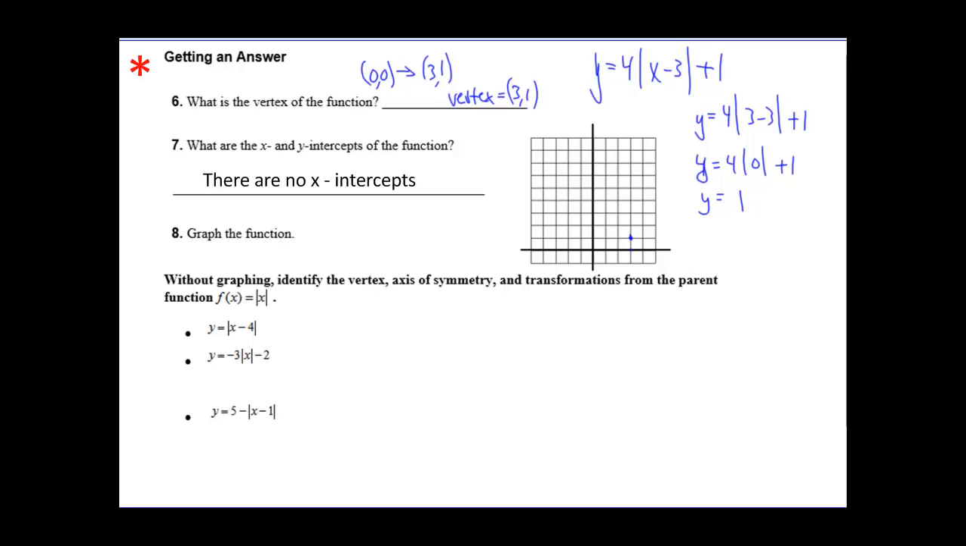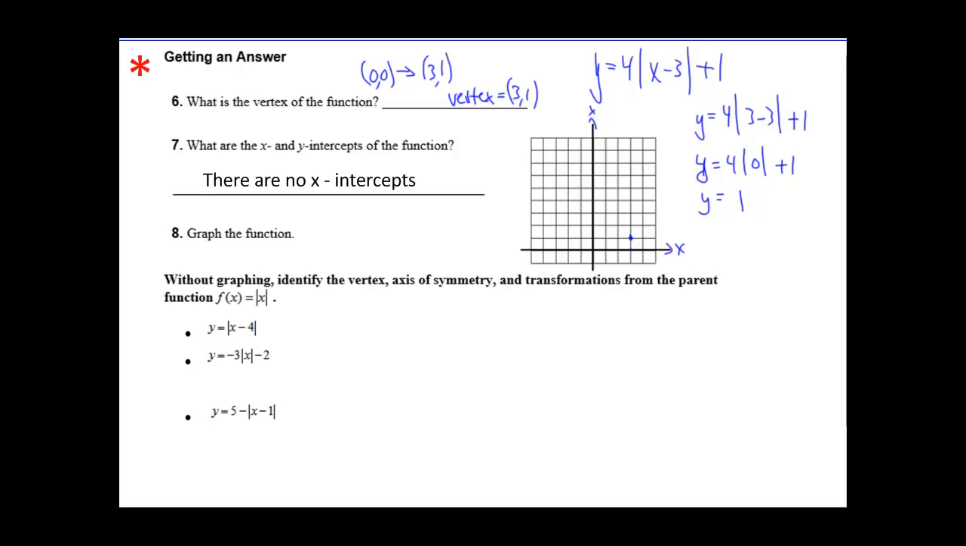What are the x and y intercepts of the function? So there are no x-intercepts. How do we know that? Because of the 4 being positive, we know that our vertex is above the x-axis here. And because it's positive, our V shape is going to go up, so it never will cross the x-axis.